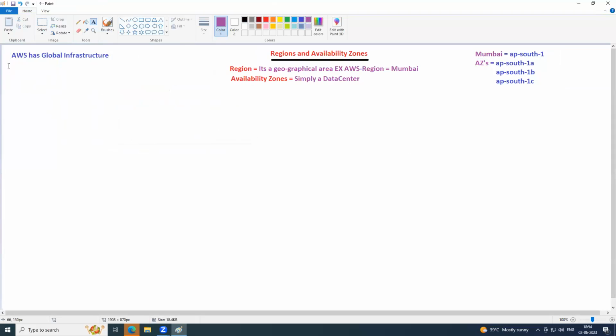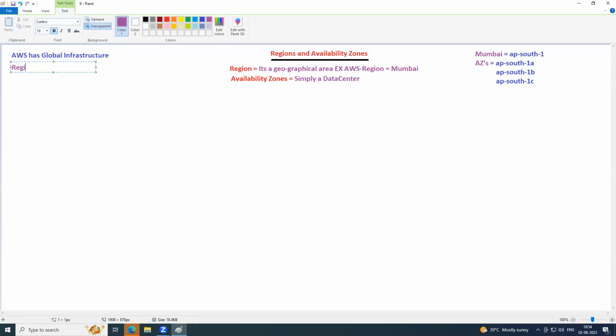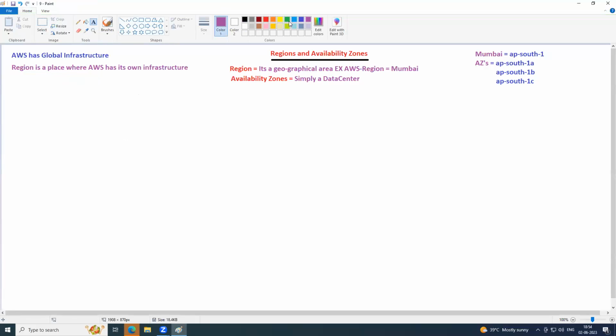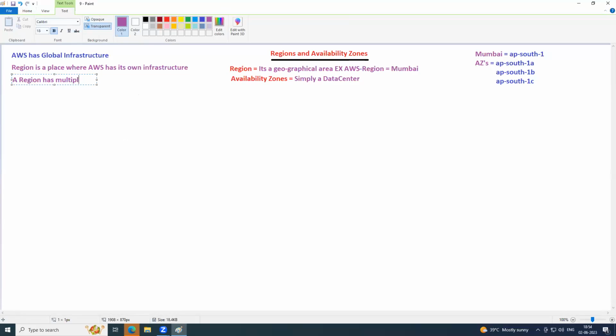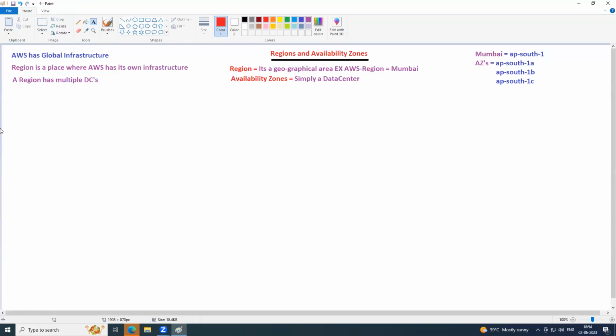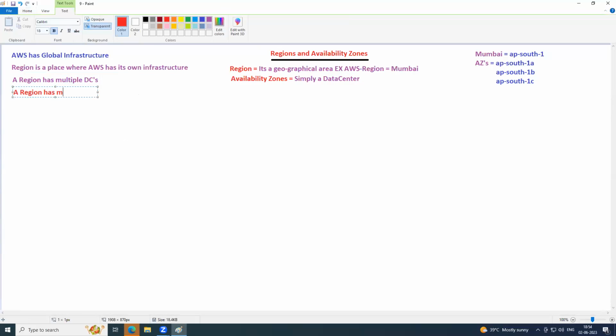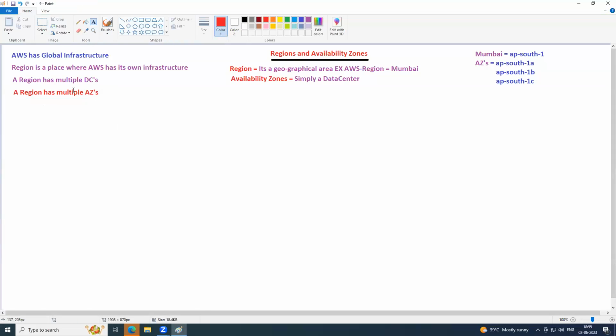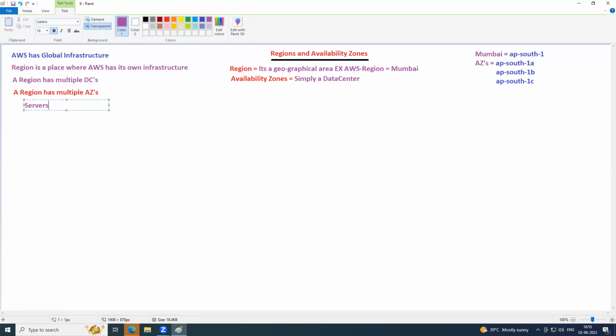And what is a region? What did I write? A region is a place where AWS has its own infrastructure. Very good. And then what did I write? A region has how many data centers? Multiple data centers. So what are these data centers called? Availability zones. Can I reframe this as a region has multiple availability zones? Fantastic. Next. What are the servers called here? Instances.